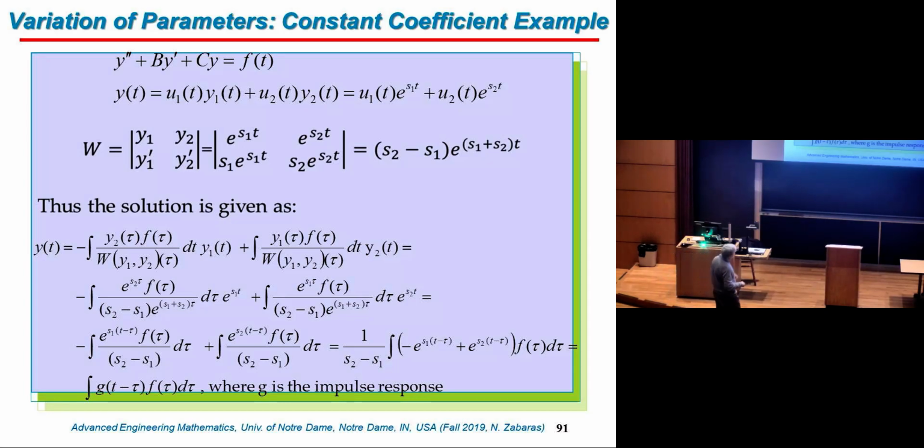Basically, I can use the impulse response to write the response to any right-hand side with this convolution the way that you see here. And this variation of parameters gives me this general solution.